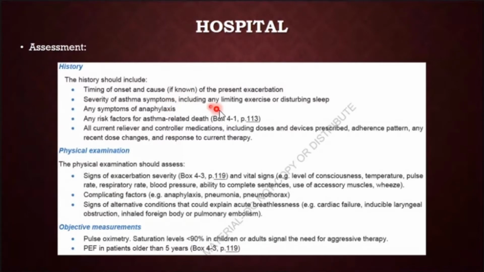Look at the severity of asthma symptoms, including whether asthma has caused any limitation of activities, and any symptoms of anaphylaxis. Examination should be brief and focused. Look at vital signs, level of consciousness, temperature, pulse, respiratory rate, blood pressure, ability to complete sentences, any use of accessory muscles when they're talking, any presence of audible wheeze, and any complicating factors such as anaphylaxis, pneumonia, pneumothorax. Objective measurements that you can take are pulse oximetry and PEF, or peak expiratory flow rate.